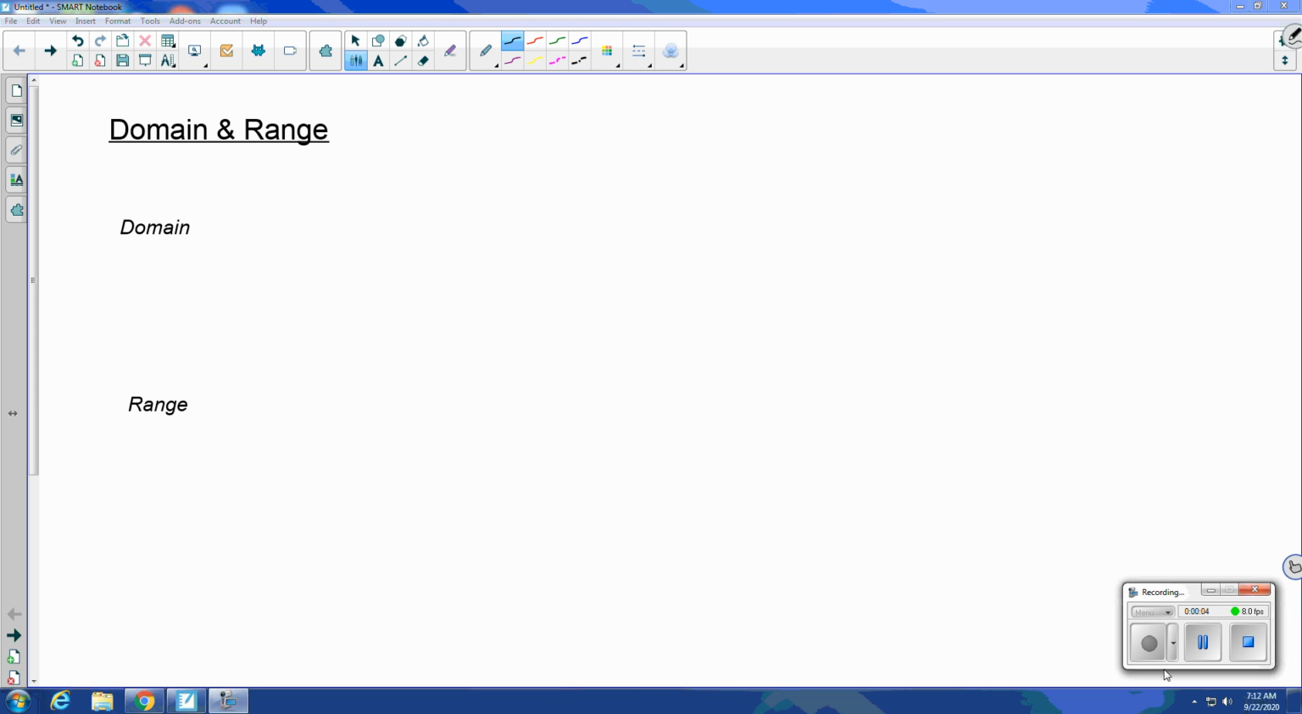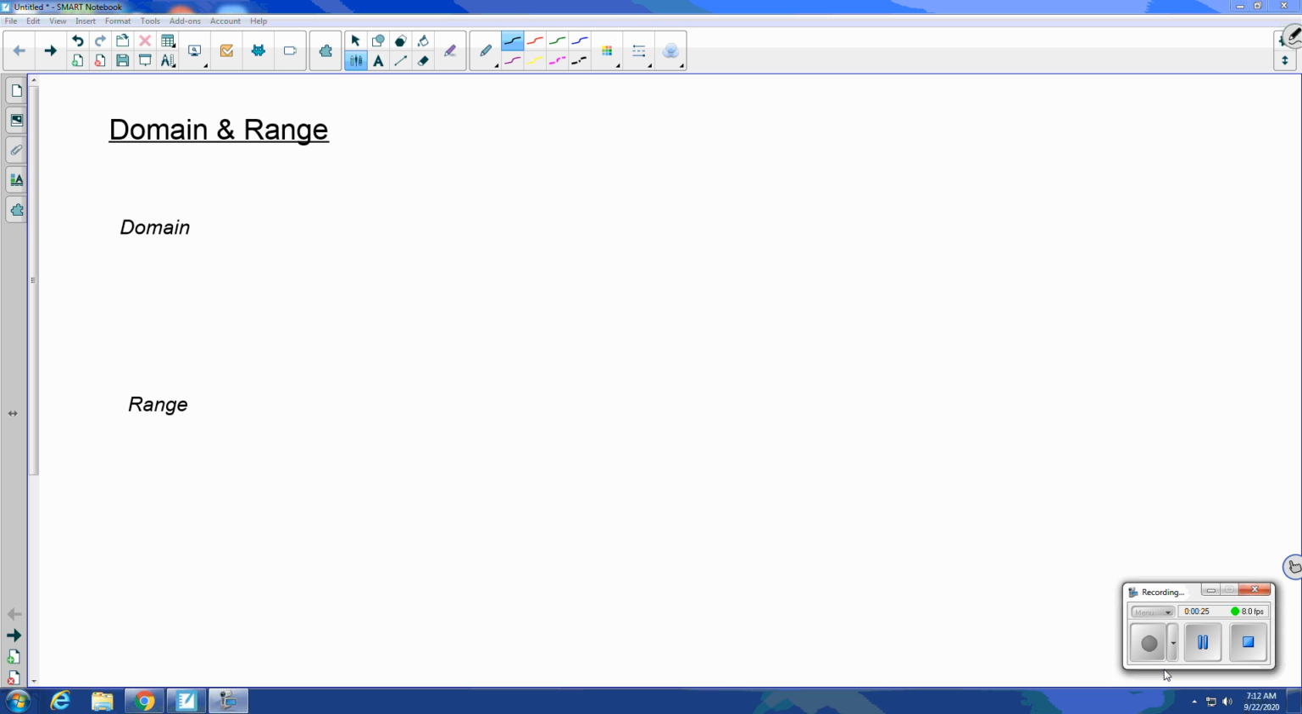Recall that for a function, we have an equation where for every input, there is only one output. So we are now going to focus on what the allowable inputs to that function are, and as a result, what the outputs for those inputs are. So that's where domain and range come into play.